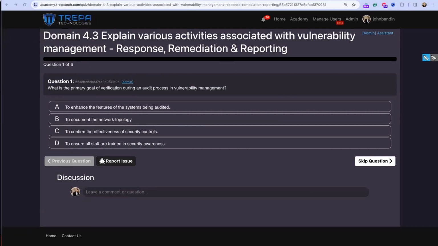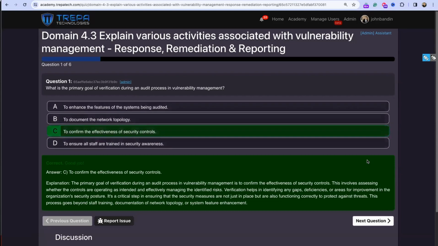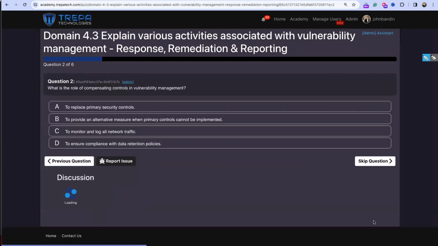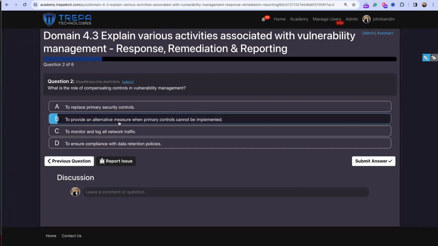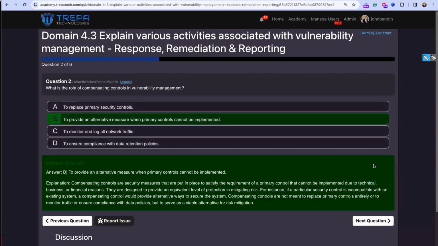So question 1. What is the primary goal of verification during an audit process in vulnerability management? That's going to be C, to confirm the effectiveness of security controls. Question 2. What is the role of compensating controls in vulnerability management? That's going to be B, to provide an alternative measure when primary controls cannot be implemented. So again, this kind of deals with if we're making an exception, what compensating controls do we have? Do we have an end-of-life server that we need these compensating controls for?